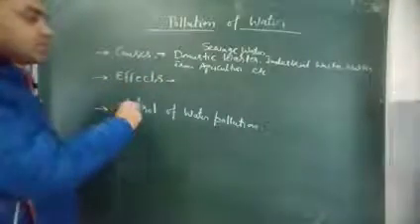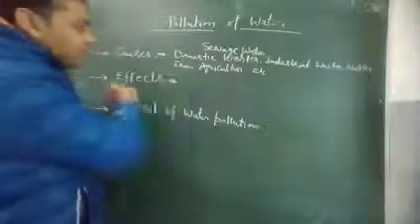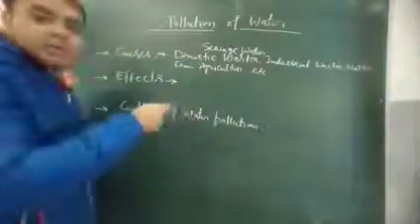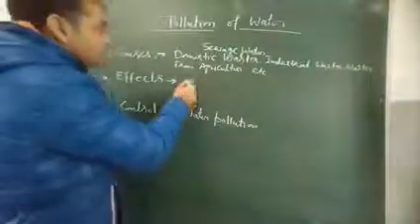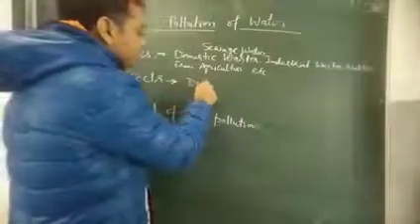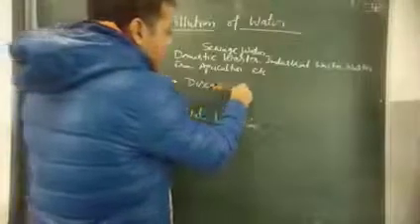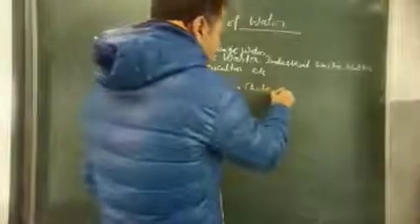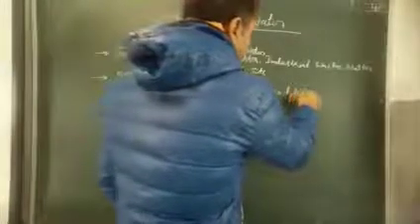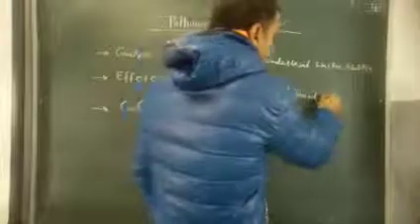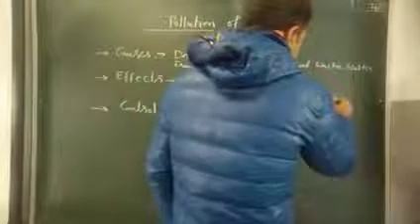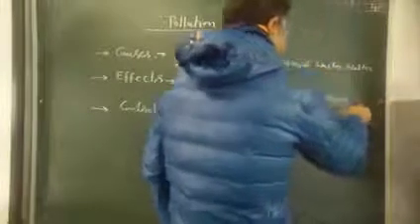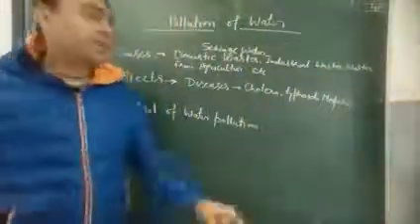Now the effects of water pollution. The effects will be very harmful. It causes different types of diseases, like cholera, typhoid, then hepatitis, and other different types of diseases.